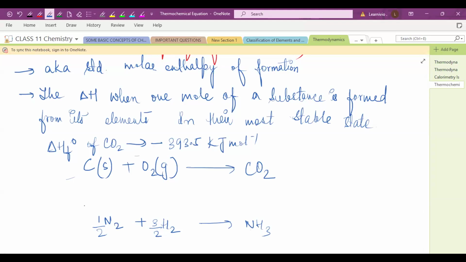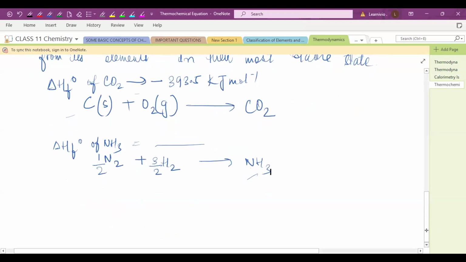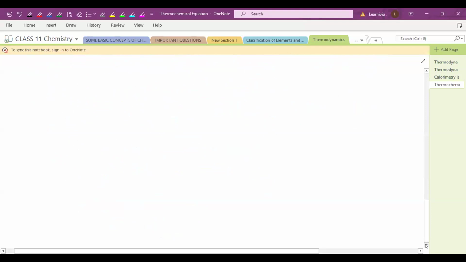Okay, and how you will write down the delta HF naught value, the enthalpy of formation of NH3. इसकी भी कुछ value होगी, but in the exam, in the numerical part, they will give you the value of formation of something, for example, and they will ask you something. I will discuss it later with the help of a numerical problem over here.